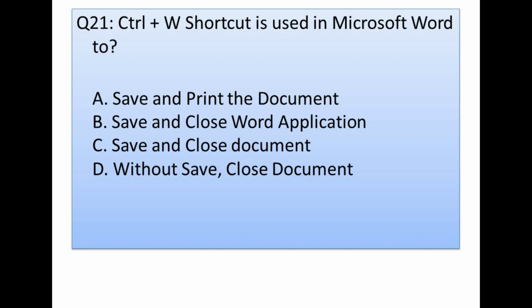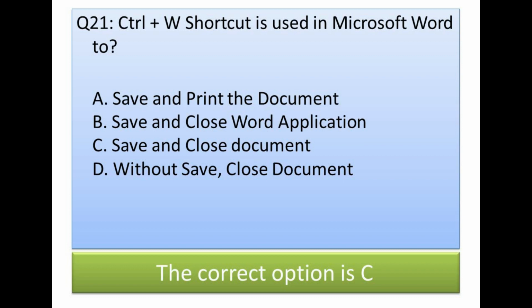Ctrl+W shortcut key is used in Microsoft Word to save and print the document, save and close Word application, save and close document, without save, close document. So the correct option is B.